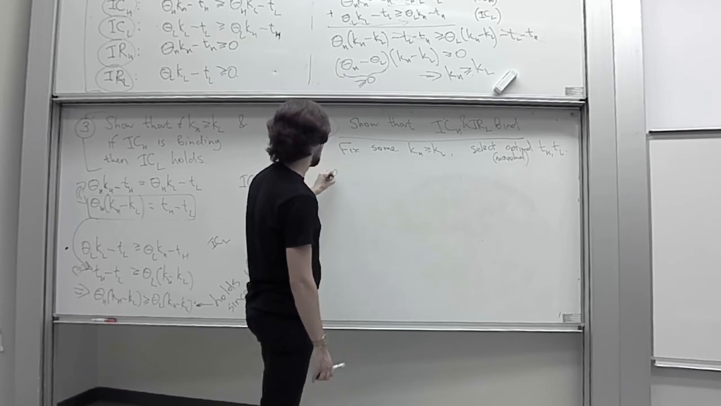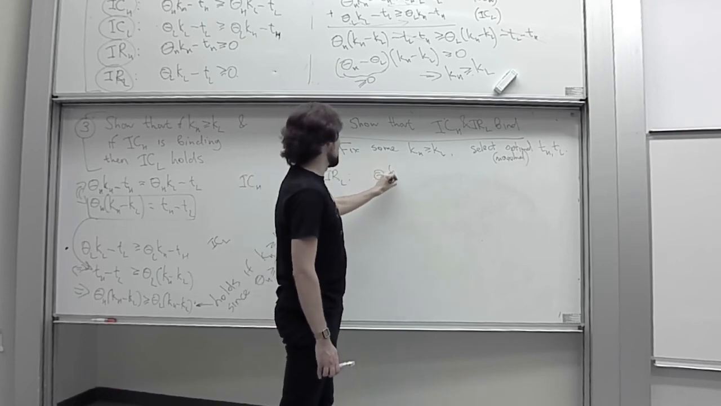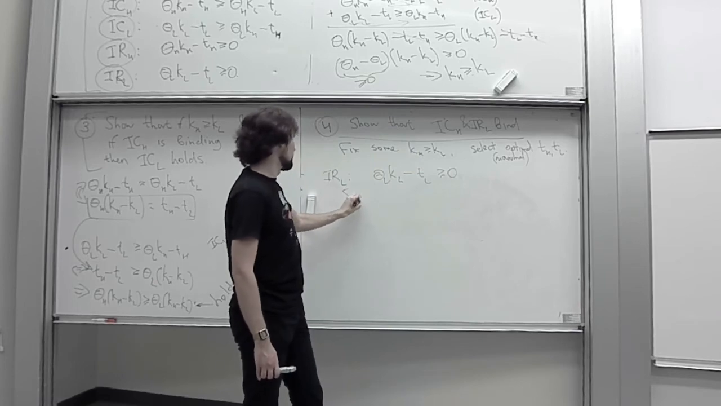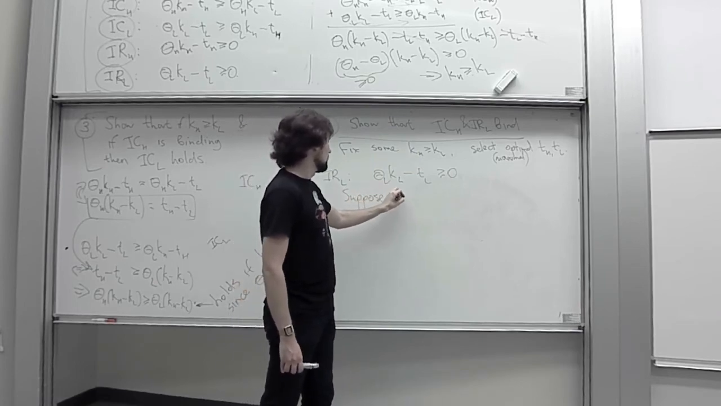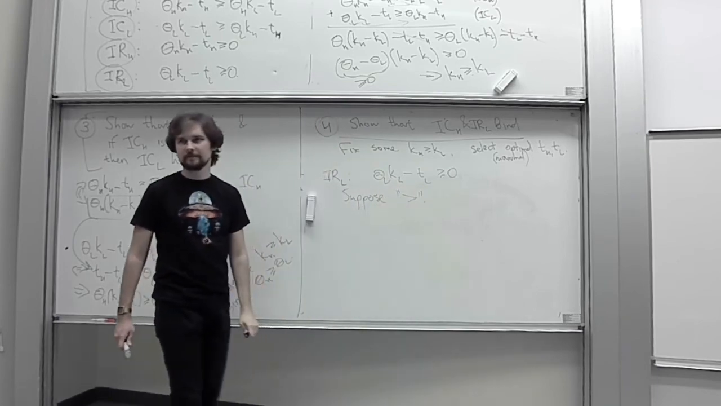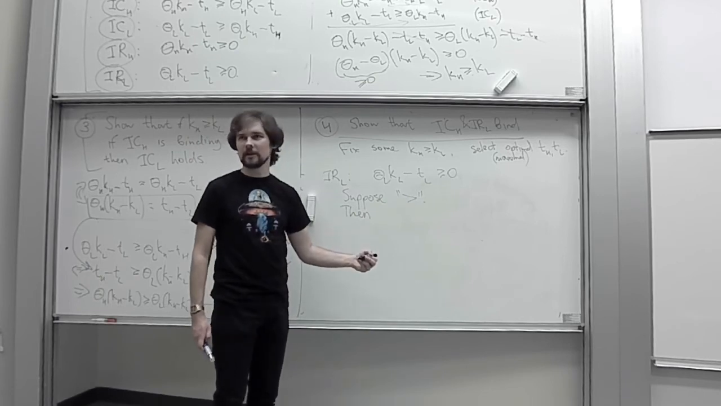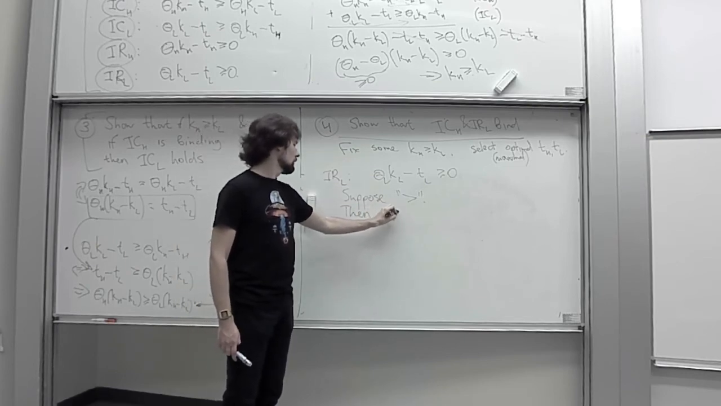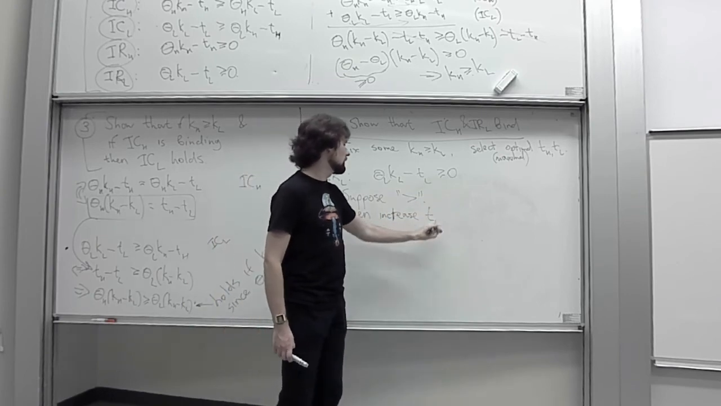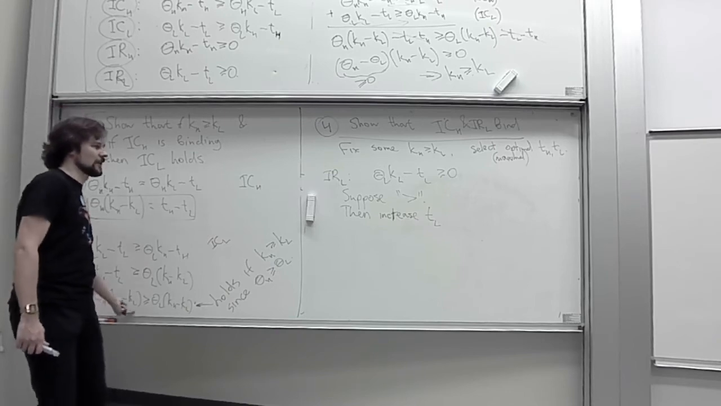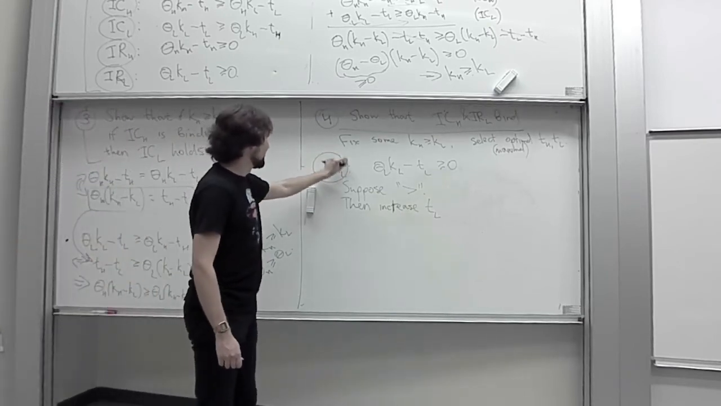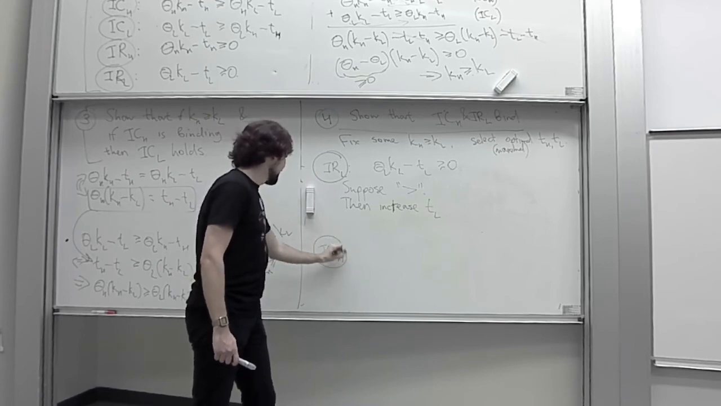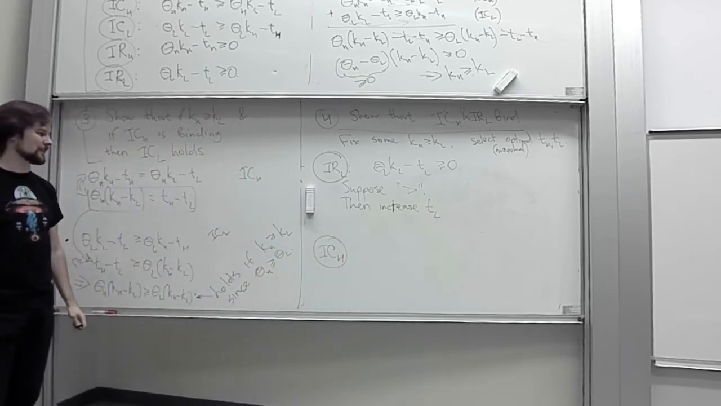Let's start with IR of the low type. We know that theta L times KL minus TL must be weakly positive. So suppose it is strictly positive. Then it means that we can increase TL and this IR of the low type will still hold. Increase TL. I chose the wrong one to start with. So let's leave this and look at the other expression first. I knew there was some particular order in which we had to look at them, but I guessed wrong.